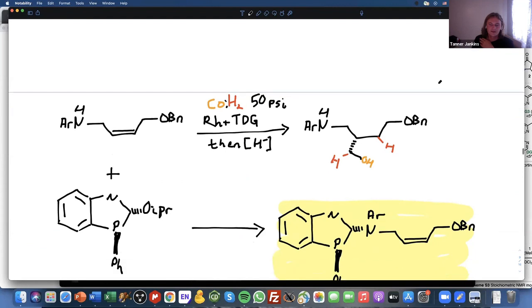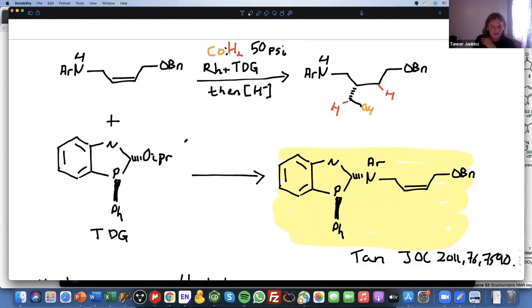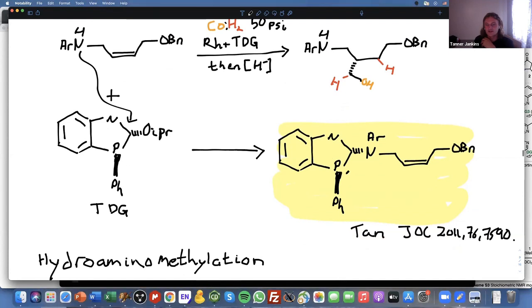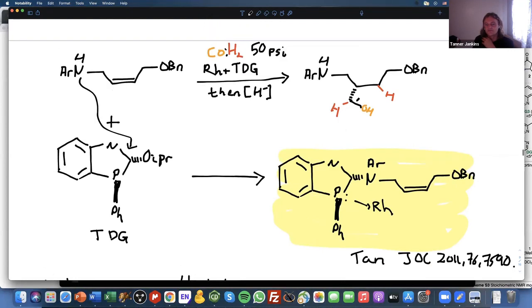Another strategy used, as I alluded to earlier, is a transient directing strategy. In this reaction developed by Tan, the amine undergoes a condensation with the transient directing group to form this now directing phosphine intermediate, which can coordinate to the rhodium and allow for the asymmetric hydroformylation of these internal alkenes.